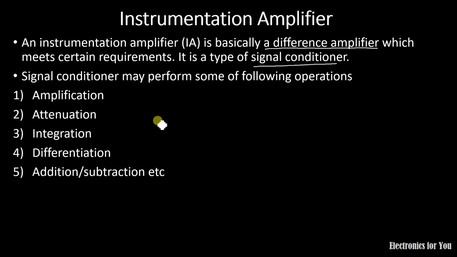Now signal conditioner may perform following operations such as amplification, attenuation, integration, differentiation, addition or subtraction. Along with that, it can also perform modulation, demodulation, sampling, filtering, clipping, clamping, squaring and multiplication, etc. There are two types of signal conditioning, that is DC signal conditioning and AC signal conditioning. So an instrumentation amplifier can perform signal conditioning operations.